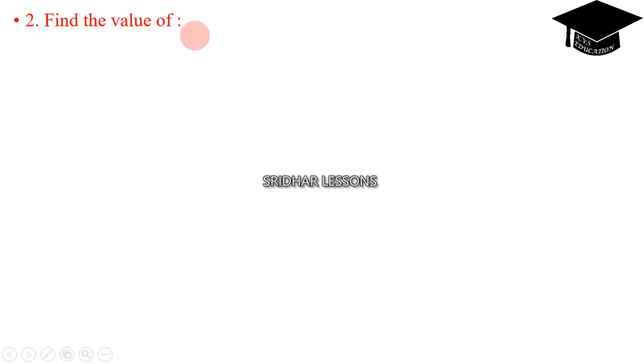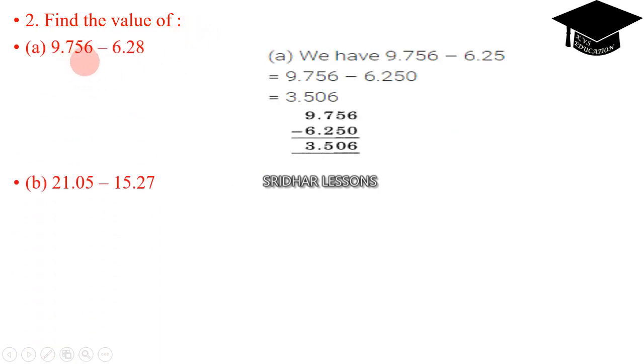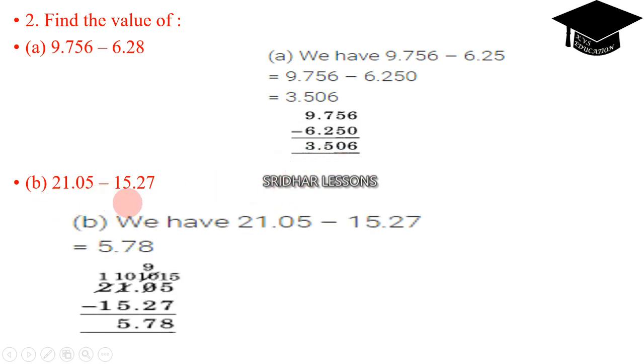Second problem, find the value of 9.756 minus 6.28. Subtract 9.756 minus 6.250. 6 minus 0, 6. 5 minus 5, 0. 7 minus 2, 5. 9 minus 6, 3. So direct subtraction gives 3.506. No problem at all.